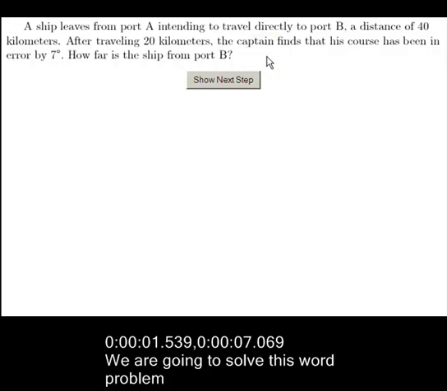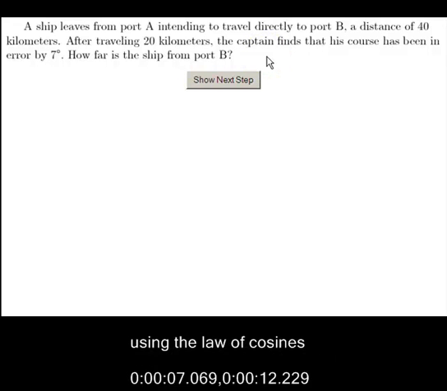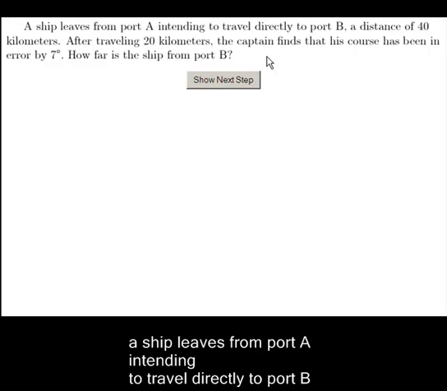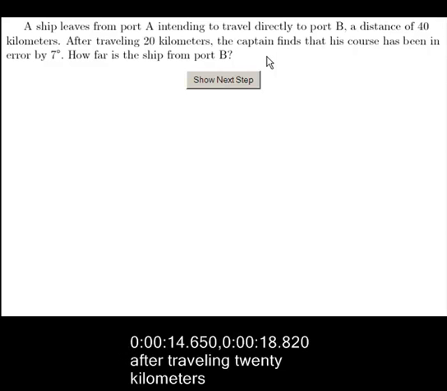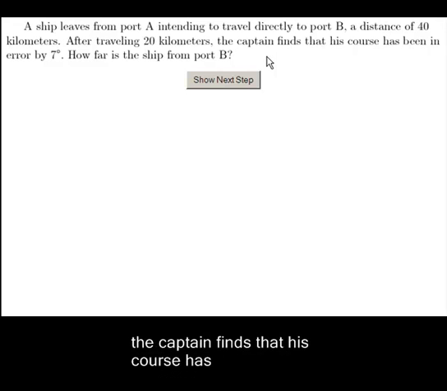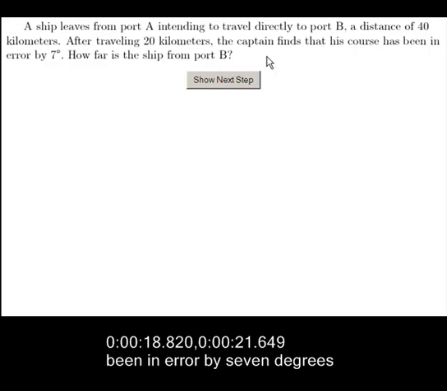We are going to solve this word problem using the law of cosines. A ship leaves from port A intending to travel directly to port B, a distance of 40 kilometers. After traveling 20 kilometers, the captain finds that his course has been in error by 7 degrees. How far is the ship from port B?